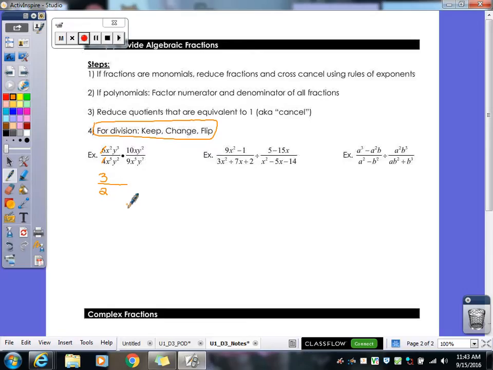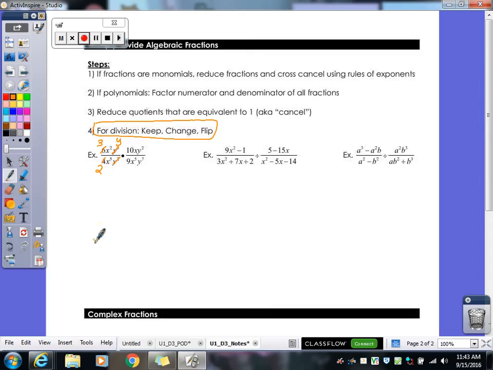Y's, 3 and 2, so this would give me y to the first, and x's. But you know what, let's do this a different way. I'm going to put my 3 and my 2 up here. So as we said, this y squared makes this y to the third turn into y to the first.